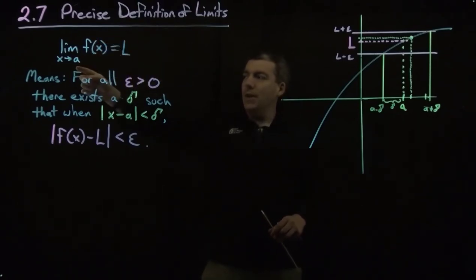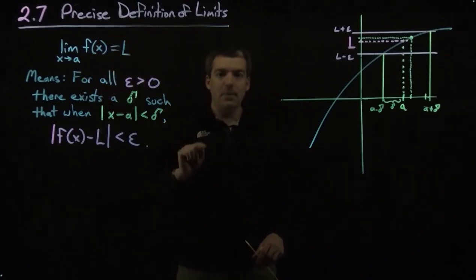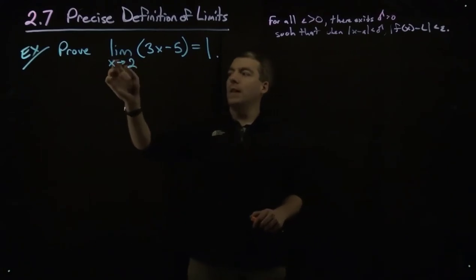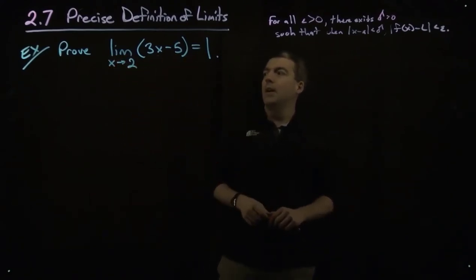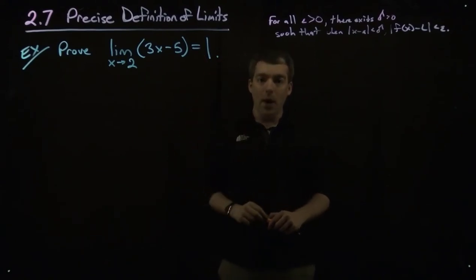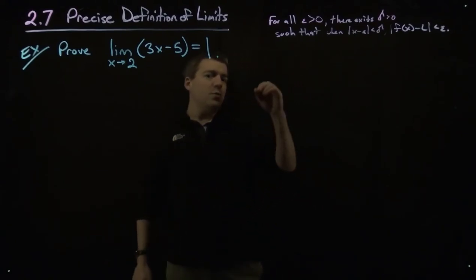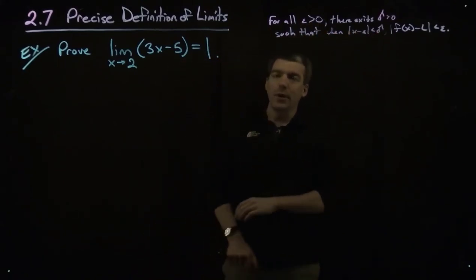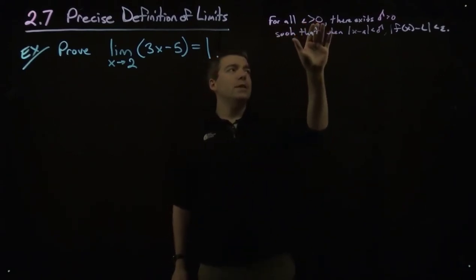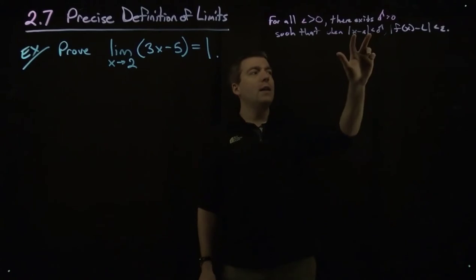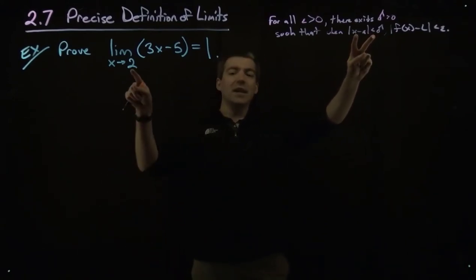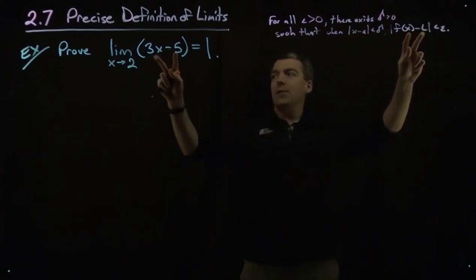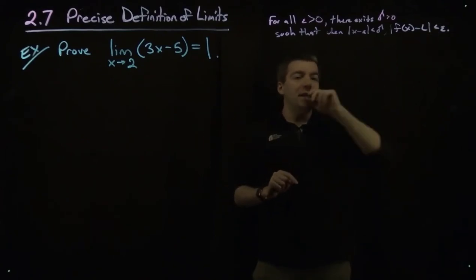We'll have a function, we'll have a value here for x, and we'll have a value here for the limit. Okay, let's look at an example of that. So here we want to prove that the limit as x approaches 2 of this function, 3x minus 5, is 1. All right, and let's just walk through the precise definition of a limit again, and then talk about what we'll need to actually show here. So for all epsilon greater than 0, there exists a delta such that when the distance between x and a, in this case 2, is less than this delta, the function minus the limit, so 3x minus 5 minus 1, is less than epsilon.